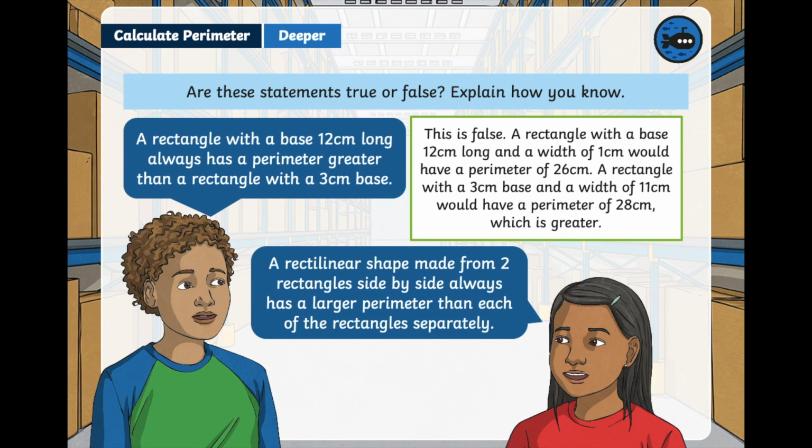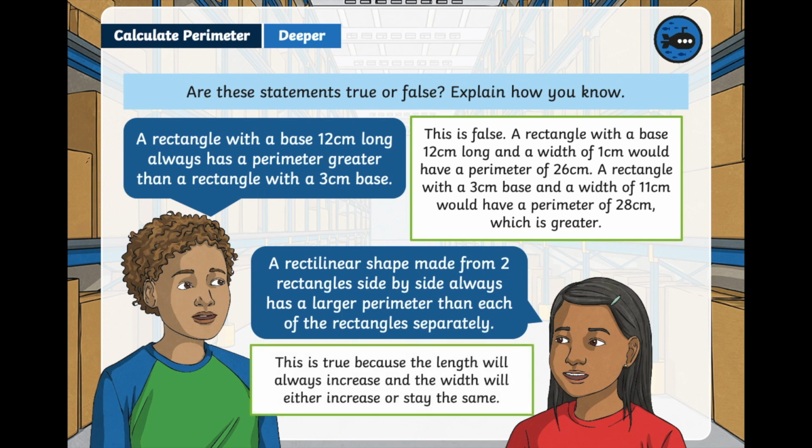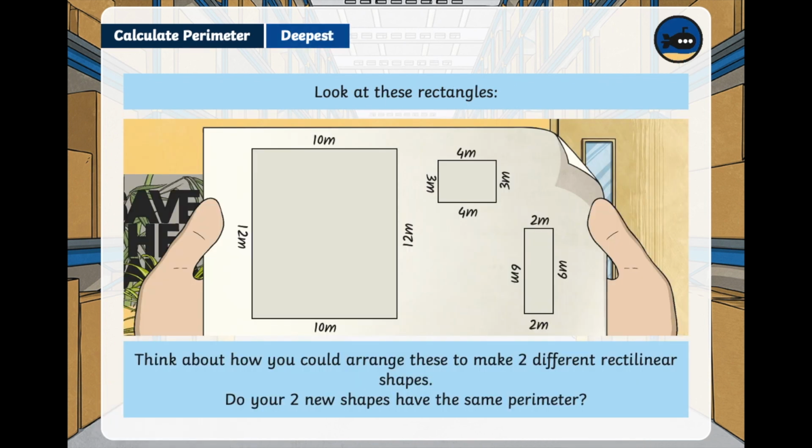which is greater. And the second statement, a rectilinear shape made from 2 rectangles side by side always has a larger perimeter than each of the rectangles separately. So again, have a think about that one for a moment. And the answer is that it's true because the length will always increase and the width will either increase or stay the same.